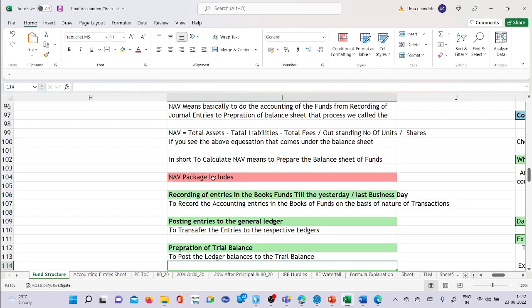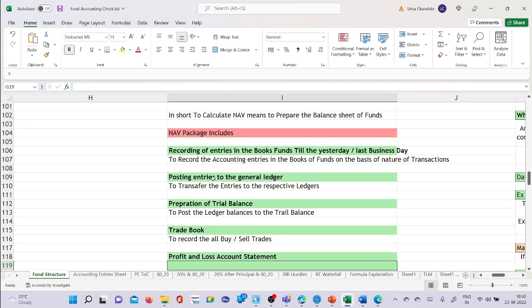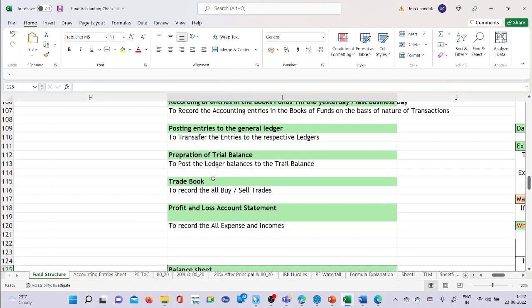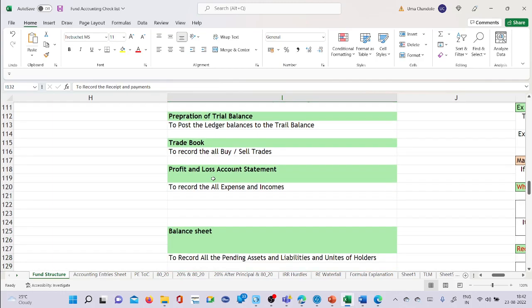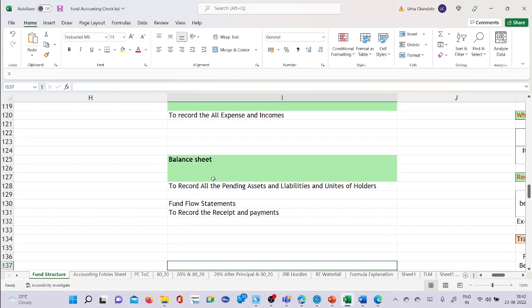To the general ledger versus sub-ledger, we perform the reconciliation as well. Preparation of the trial balance, a particular trade book, profit and loss account statement, some kind of a balance identifier, basically. That income statement identifier, that fund flow statement. You would see those statements that we perform in the business.